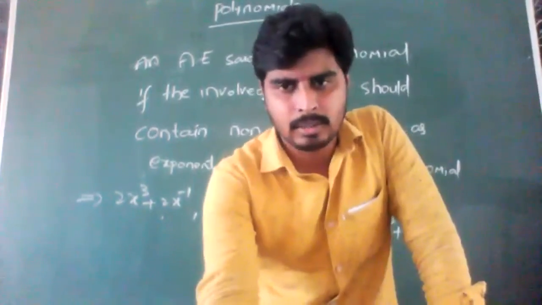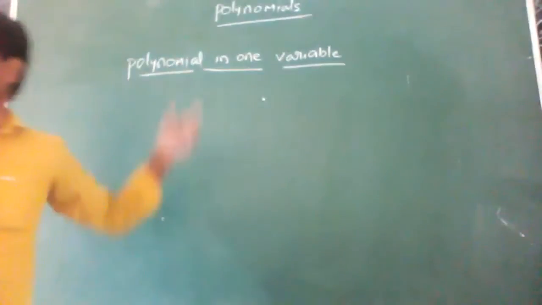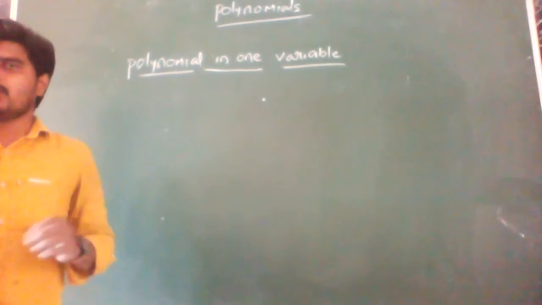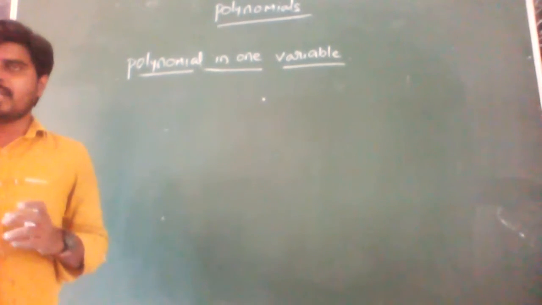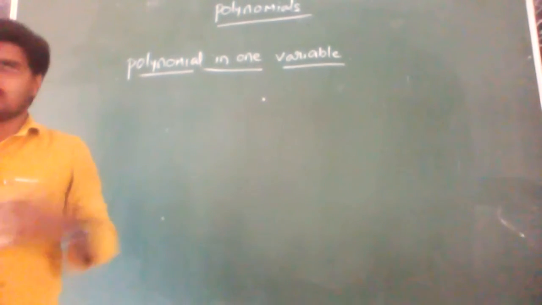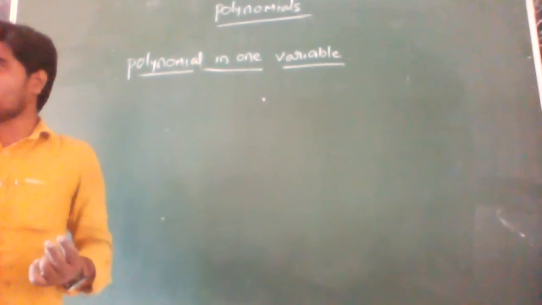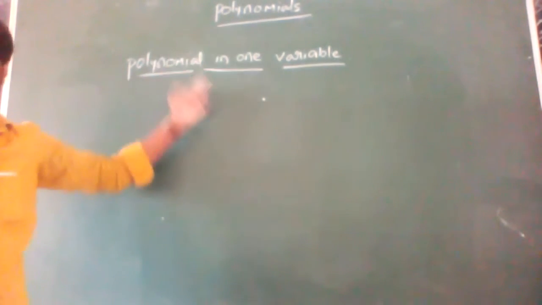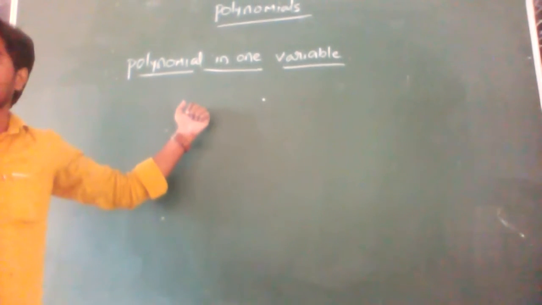Let us see here polynomial in one variable. What is meant by one variable? In the polynomial only one variable should be present. If it is two, polynomial in two variables. If it is three, polynomial in three variables. Our syllabus is polynomials in one variable only, but in the degree of the polynomial you may be asked different types of variables in the given polynomial.